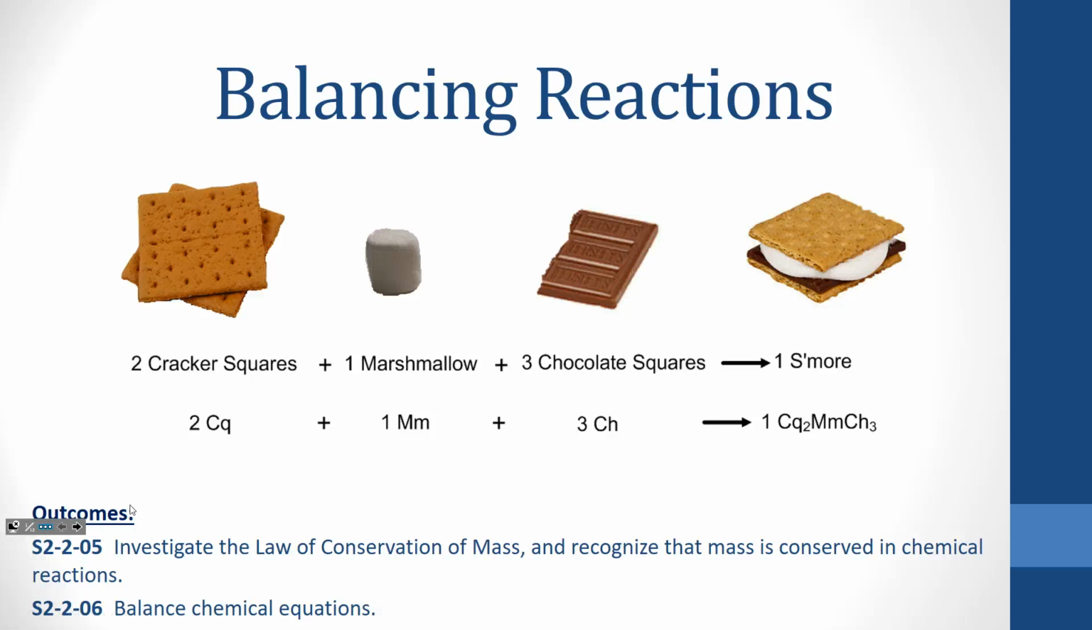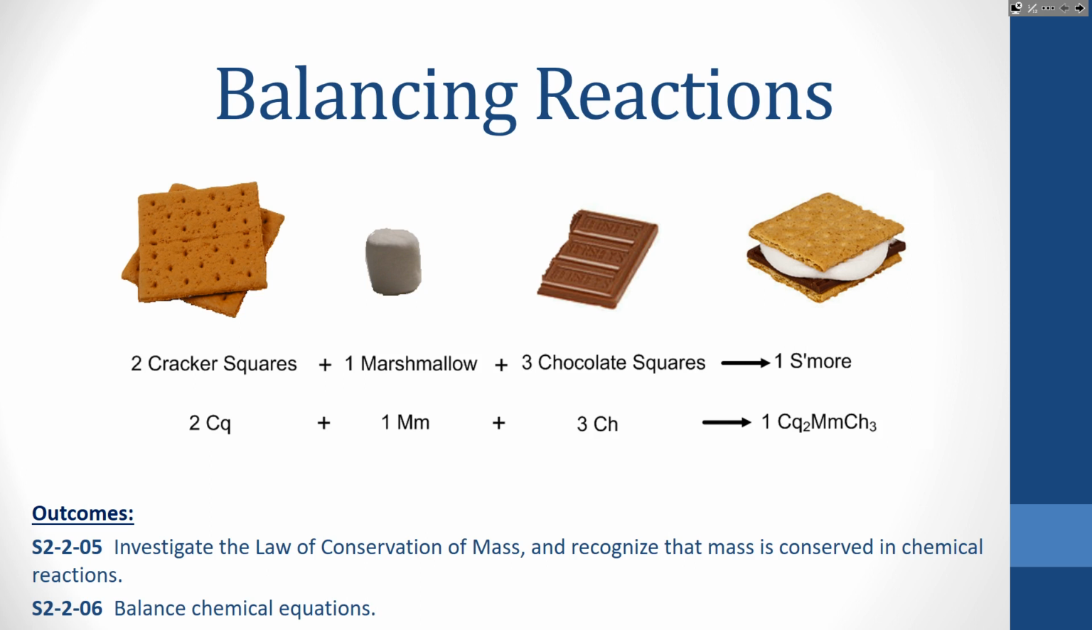Now we start looking at reactions in our chemistry unit. So we're actually going to start taking a look at an actual chemical process, a chemical reaction, and we're going to look at the number of atoms of each element that we're starting with and ending with. Basically, you can think of any chemical reaction like a recipe.